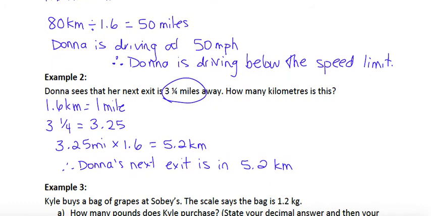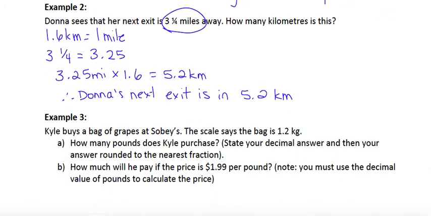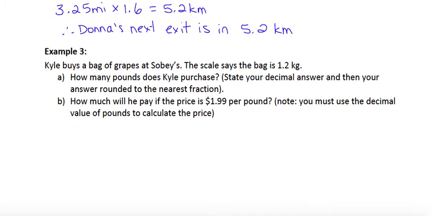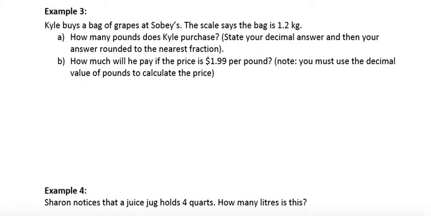Example number 3, Kyle buys a bag of grapes at Sobeys. The scale says the bag is 1.2 kilograms. How many pounds does Kyle purchase? And we want to state this answer in both a decimal answer and in an answer rounded to the nearest fraction. So we'll go over how that looks.